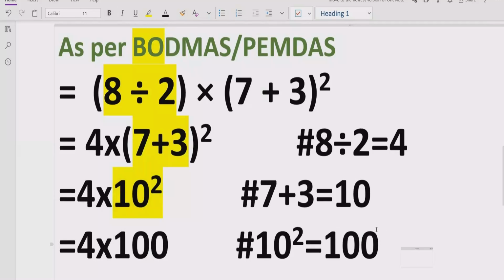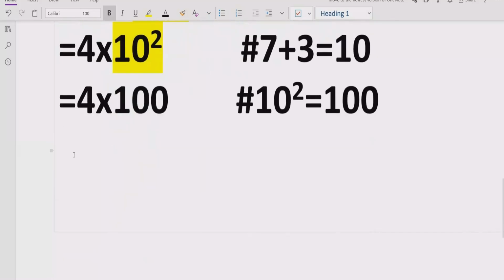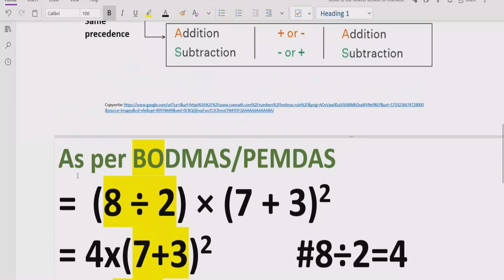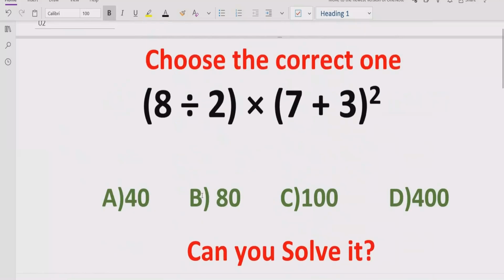Okay. Now move forward. We have here two terms which are multiplying each other. So we will multiply both of them and get the answer, which is 400. So the answer of the given expression is 400. If you see the answer list, answer D is the correct answer of this expression. So this is the correct way to solve the given expression using the PEMDAS and BODMAS method.